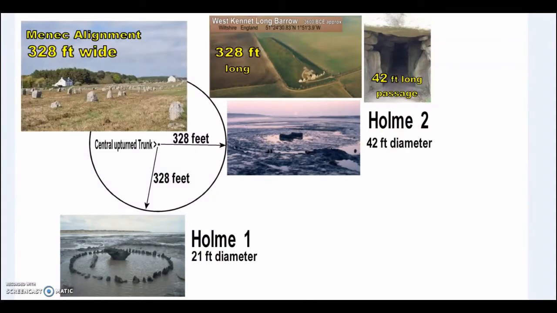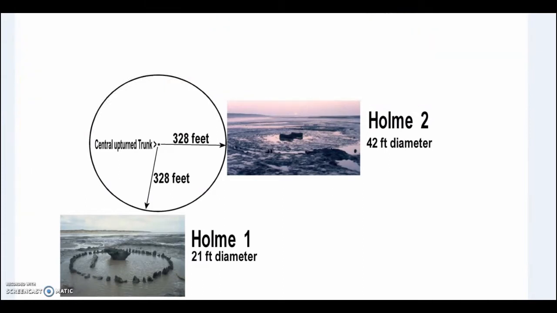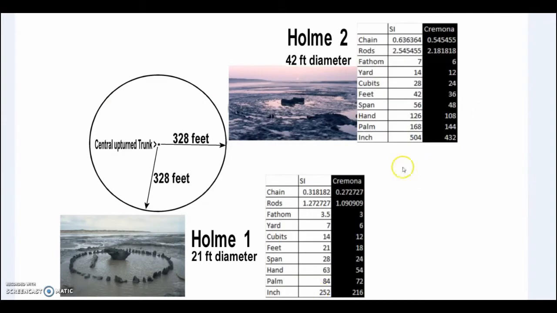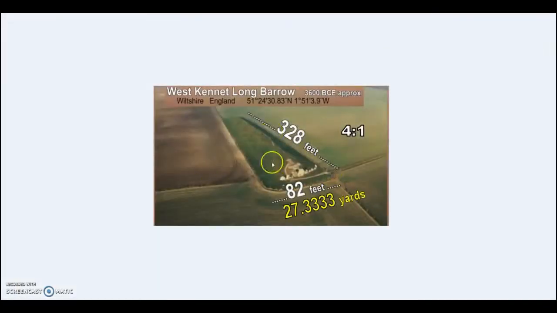Avebury, the Hermetic alignment in Karnak also seems to have the same system of units of measure going on, and that in itself will, so this is for 108, 144, 432, 216 on this Cremona scale. Again, the chain scale is there as well. Now back to West Kennet Long Barrow, and so we have it's 328 feet long. The passage was 42 feet, but the width is 82, and that's a 4:1 ratio.